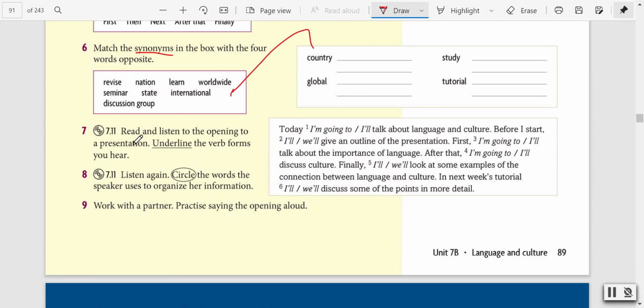And in here, in exercise number 7 and number 8, read and listen to the opening to a presentation. Underline the verb forms that you hear. Today I'm going to. Can you say I'm going to or I'll?